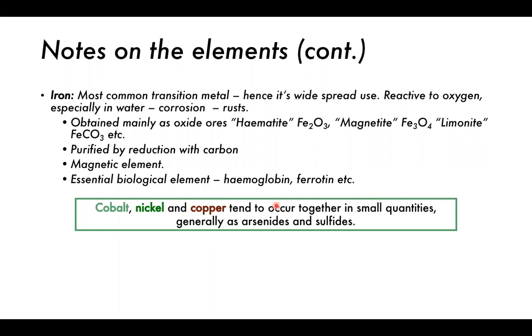Cobalt, nickel, and copper tend to occur together in small quantities, generally as arsenides and sulfides. So typically these are together. Typically they're also reactive in similar manners, and so they're generally quite hard to separate from each other, although it is possible.